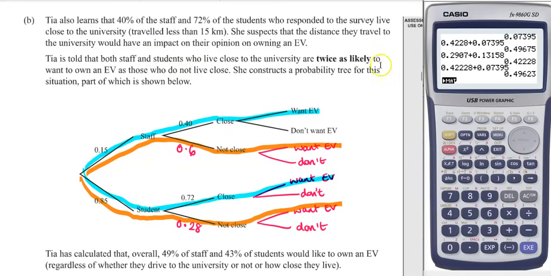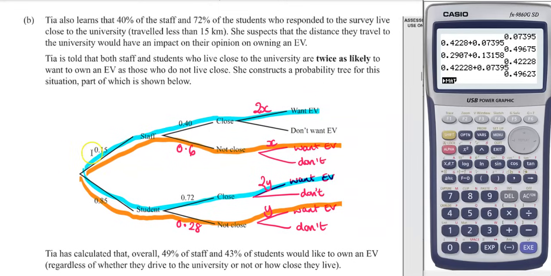Okay, so this is the paragraph that's going to help us out here. We don't have exact numbers, but we do know that they're twice as likely to want to own an EV if they live close, and that's for both groups of people, staff and students. So whatever's on this branch here will be twice as big as what's on this branch here. So if we call this branch x, this one can be 2x. And similarly for the students, whatever's on this branch is going to be doubled to make this branch, but it's not necessarily the same as what was on these branches. So we need another variable there. That can be y, and this can be 2y.